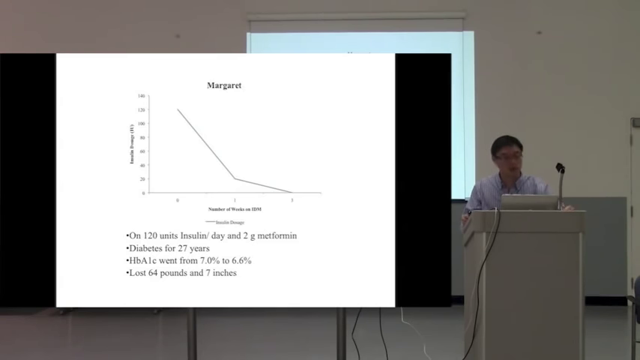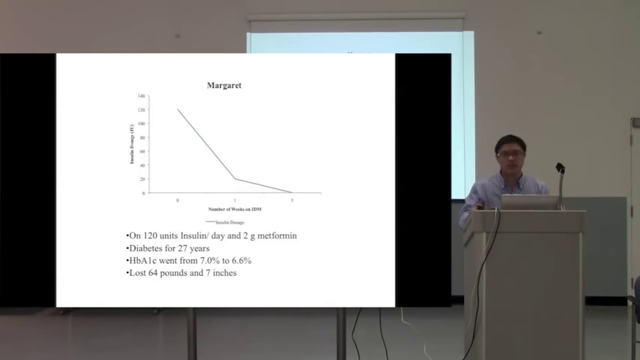So we talked to her about how we were going to reverse the diabetes, and she started on the program. About 3 weeks later, we had taken her off all her insulin. We also took her off her metformin, and her A1C didn't shoot up. It went from 7% to 6.6%. Her blood sugars were averaging between 5 and 6 off all the medications, and for all intents and purposes, her diabetes was reversed. She had lost 64 pounds in the process and 7 inches off her waist.